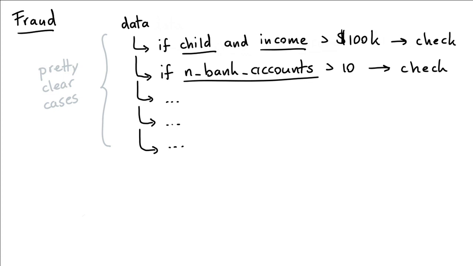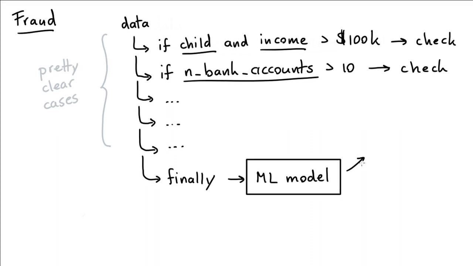But because it doesn't cover every instance, probably what I will need to do is after I've checked if one of these rules applies, then I can say, well, finally, if none of these rules apply, then maybe we should hand it to a machine learning model. And then the machine learning model can say, well, definitely check or don't check. So I hope you might look at this and think this is reasonably sensible.